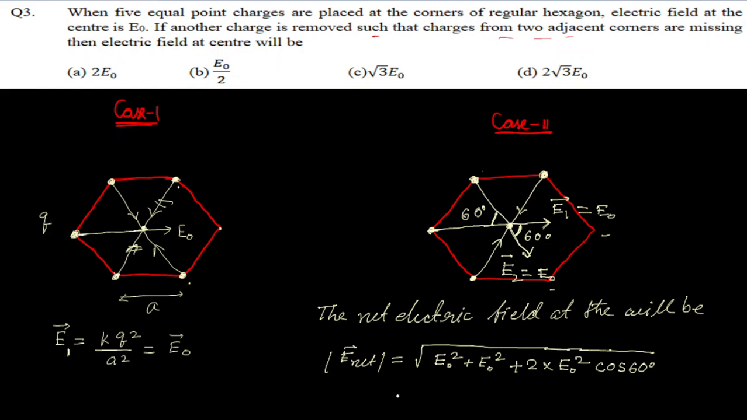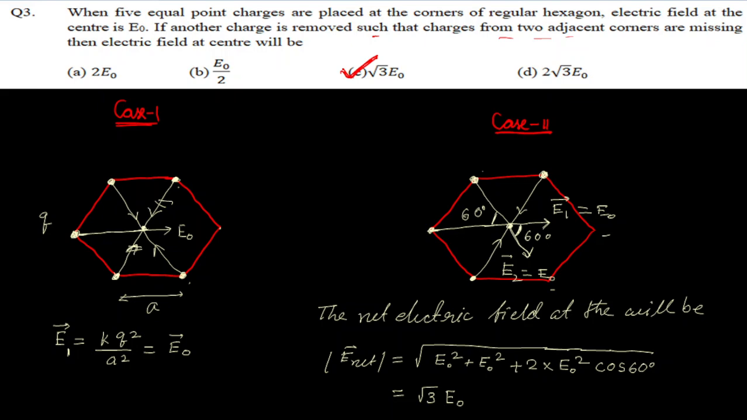Now what is the value of cos 60? Cos 60 is half. So this 2 will cancel out. Then what will we get? We'll get root 3 into E naught. Okay, so this will be the net electric field for the second case. So what will be the correct option then? The correct option will be option C.